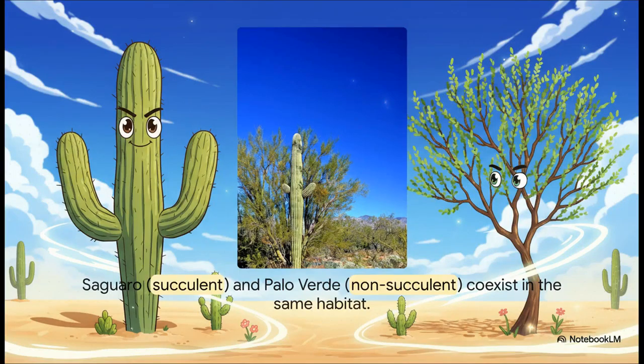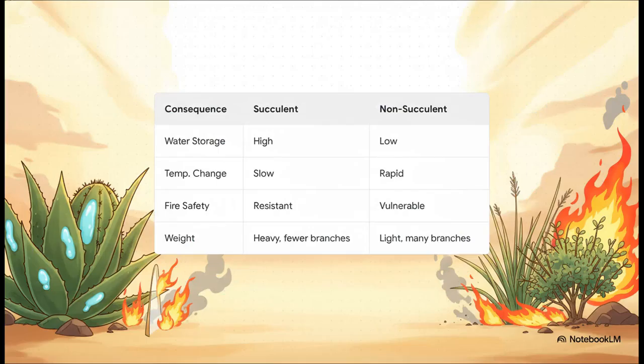Just take a look at these two. On the left, you've got the classic succulent saguaro cactus, and on the right, the non-succulent palo verde tree. Now, these guys live side by side in the Arizona desert. They face the exact same challenges, day in and day out, but they have committed to completely different survival strategies. These are our two big alternatives right there in the wild. So what are the consequences of that big choice?